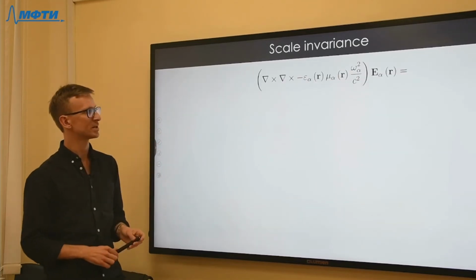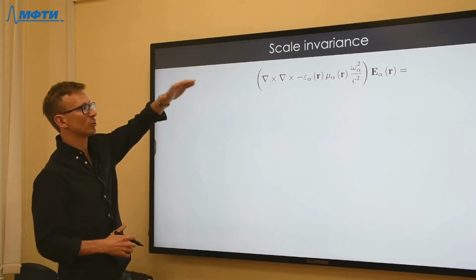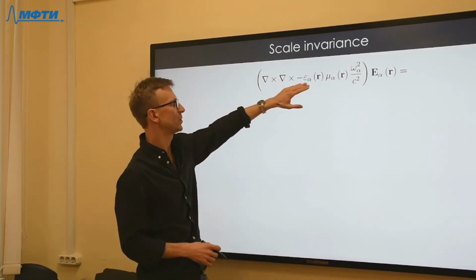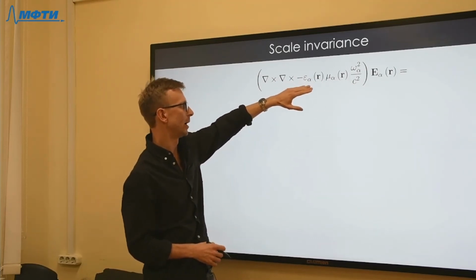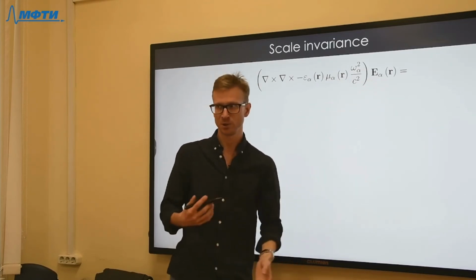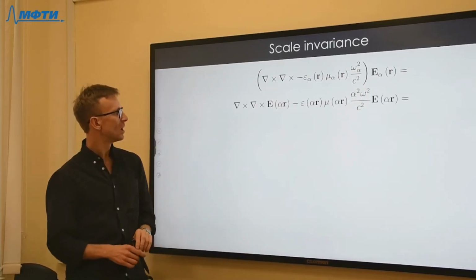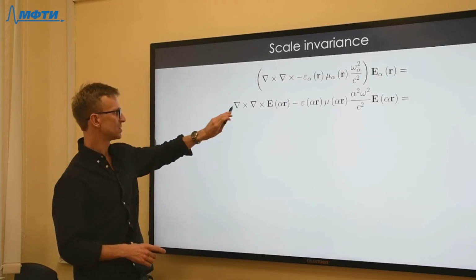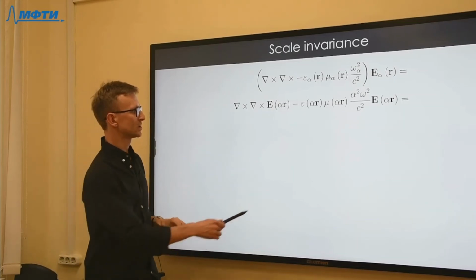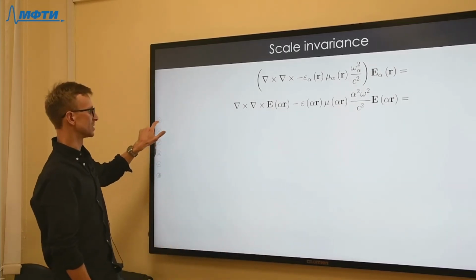So let us prove this together. Let's calculate the Helmholtz operator with the new scaled permittivity and permeability, and the new scaled frequency, acting on the new scaled field E. So this is rotor of rotor acting on the new field, and this is the new potential acting on the new field. So what are we going to do with this?